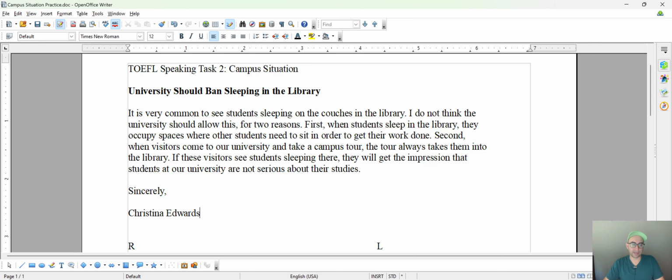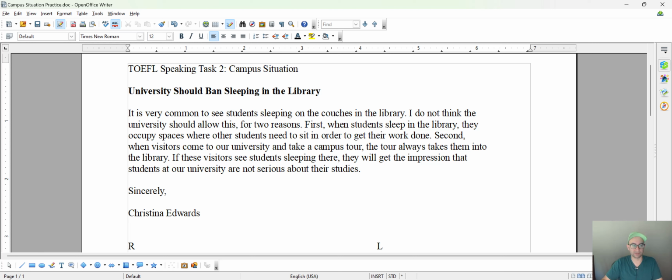Now you want to find out what exactly Christina Edwards wants here. In a lot of cases, this is exactly what they want: universities should ban sleeping in the library. But just to be on the safe side, because they don't always mention the request here, sometimes it could be something that has nothing to do with it. Read this information here. Try to extract it from the actual text, okay?